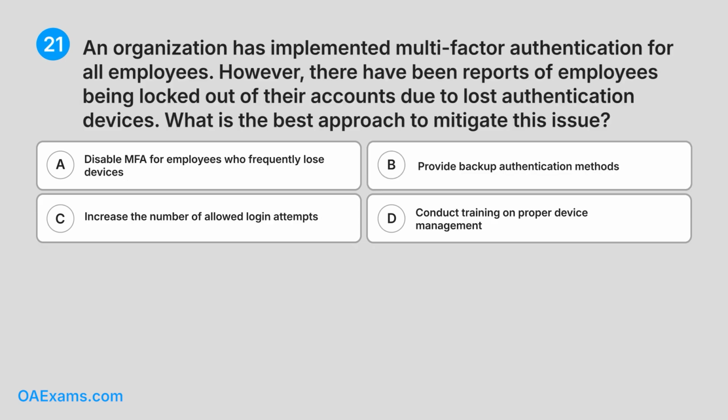21. An organization has implemented multi-factor authentication for all employees. However, there have been reports of employees being locked out of their accounts due to lost authentication devices. What is the best approach to mitigate this issue? A. Disable MFA for employees who frequently lose devices. B. Provide backup authentication methods. C. Increase the number of allowed login attempts. D. Conduct training on proper device management. Do you know the answer?